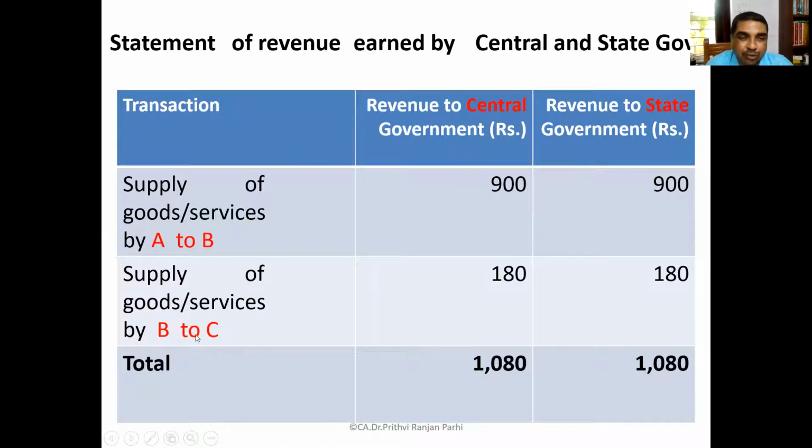Second, B is supplying to C. Who will be depositing? B will be depositing. This 180 rupees is deposited by B. Suppose B sells to C. If C is the consumer, B is not going to deposit further. But if C sells to D, then again C has to deposit. So as you are saying rightly, each supplier in the value chain needs to deposit his part of tax with the government.